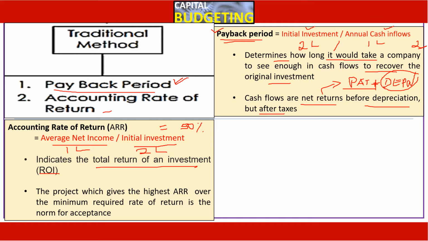The project which gives the highest ARR. For example, if you have got project A, B and C and project A gives 50%, project B gives 40% and project C gives 10%, and if you can fund only one project, then you will choose out of A, B, C the one which gives you the highest accounting rate of return.